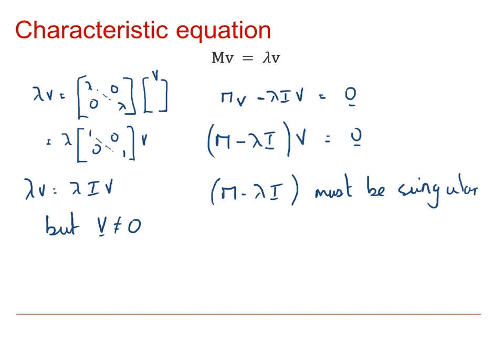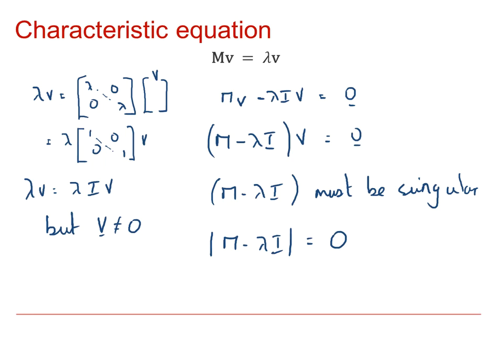And by the definition of a singular matrix, that means that the determinant of M minus lambda I must be equal to 0. This equation, the determinant of M minus lambda I equal to 0, is what we refer to as the characteristic equation. And once we've got that, that allows us to work out an equation for lambda. And once we've got lambda, we can work out the eigenvectors.